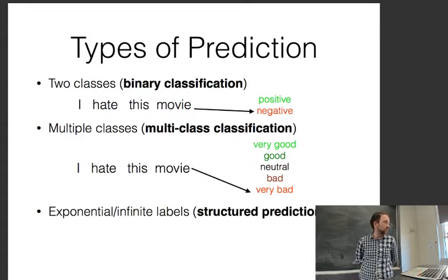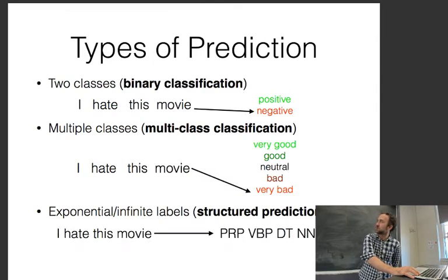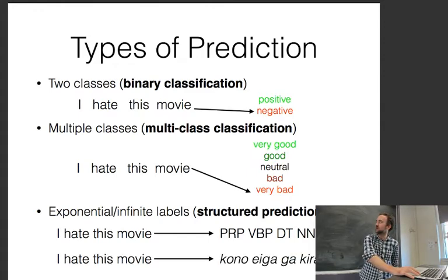Or we can have structured classification tasks or structured prediction tasks. Usually we say structured prediction. These are things where basically we have a very, very large number of labels, so many that we can't handle them properly. One example of this is "I hate this movie," and we get the part of speech string. And the other one is "I hate this movie," and we translate it into some other thing here.